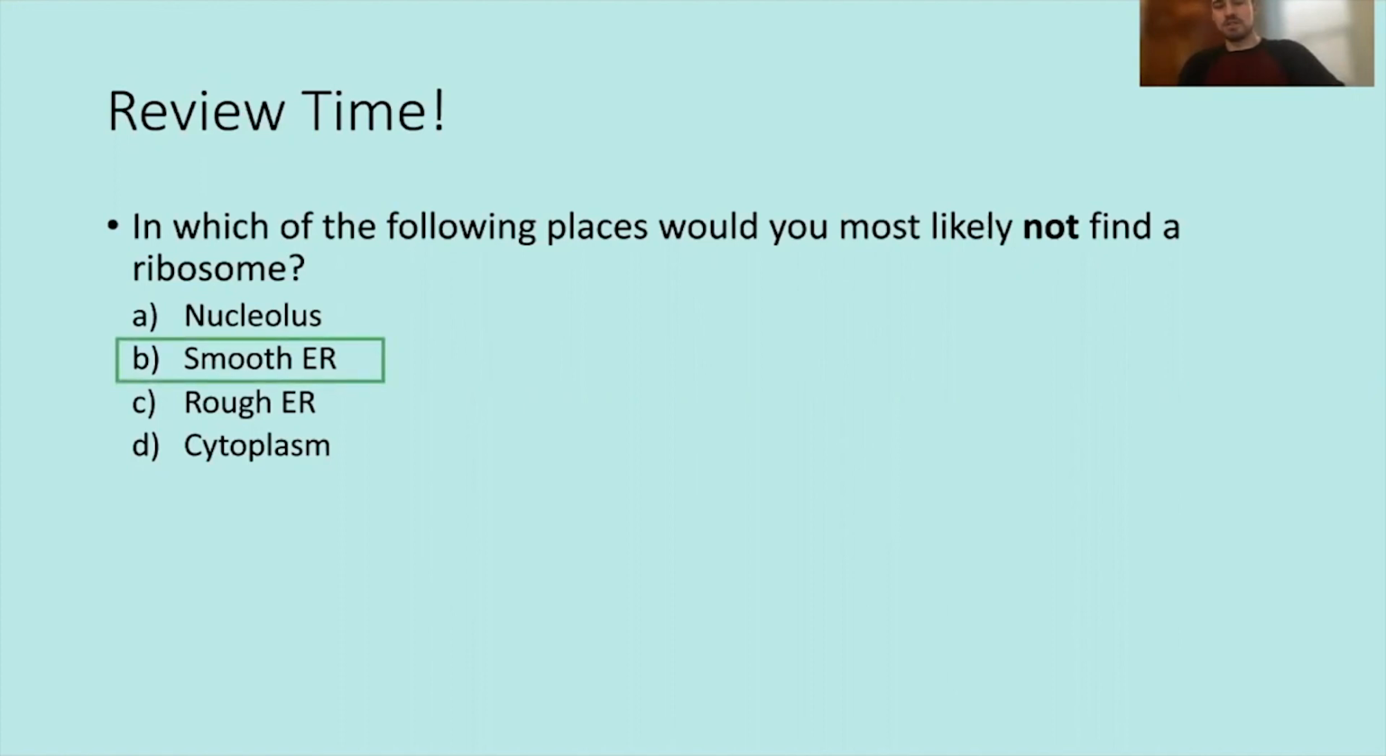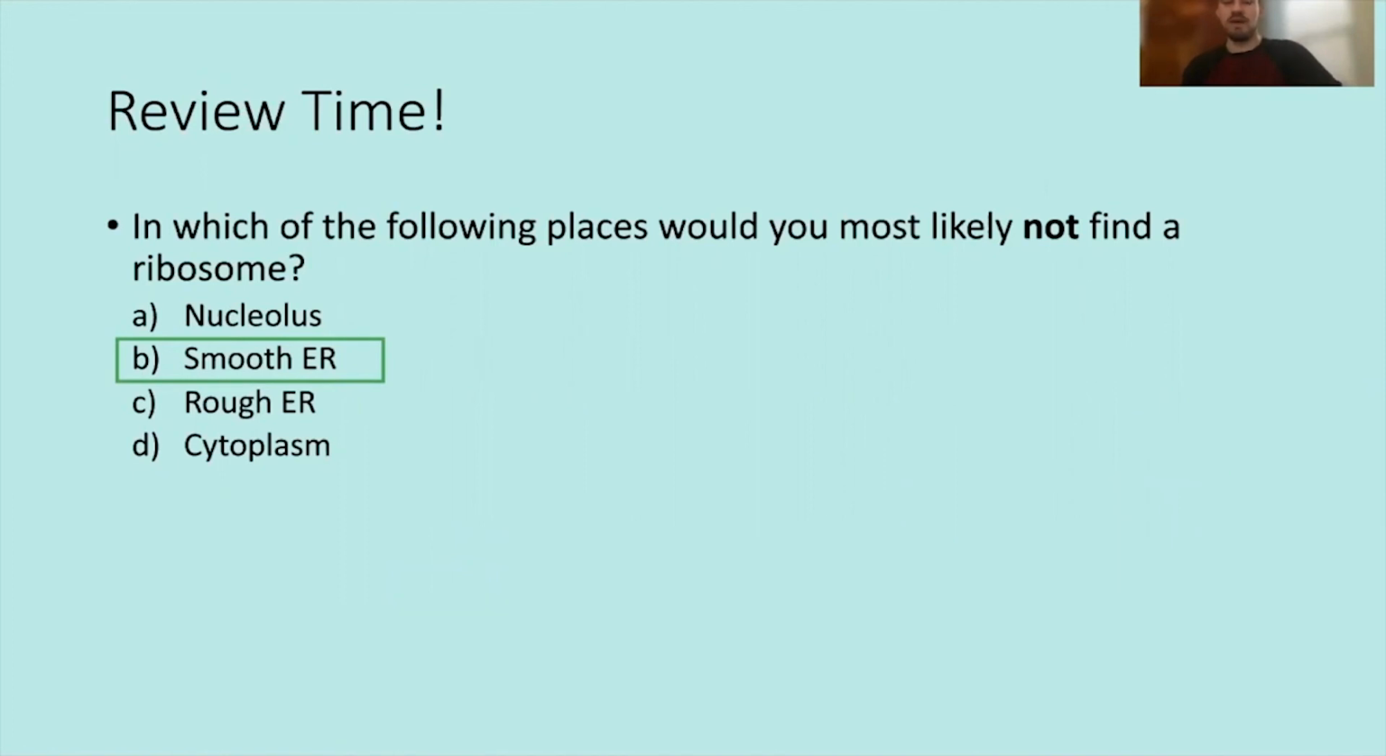The nucleolus, as we mentioned before, is a ribosome factory. That's where they're produced. The rough ER is the final location of many ribosomes. They're studded on the walls of the rough ER and they produce proteins there. And D, we also have a bunch of ribosomes floating around freely in the cytoplasm as well. So you would find them there.